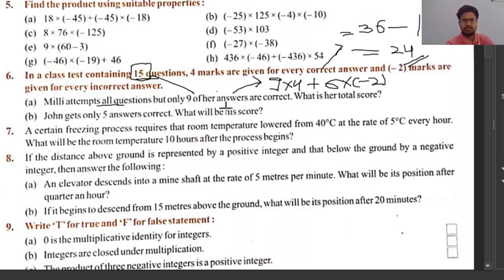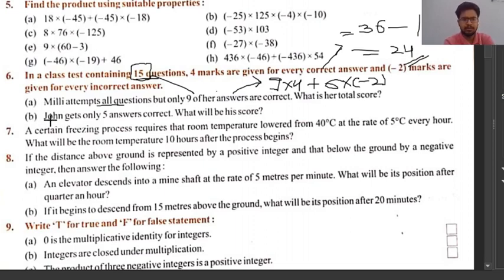Again, you understand this: 9 correct, 9 fours are 36 correct. Okay. How many wrong? 6. 6 twos are 12. 12 are whose marks? Negative marks. Now 36 minus 12, how much? 24. Simple. I hope you understand this.